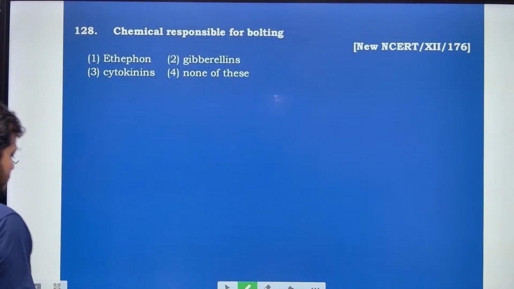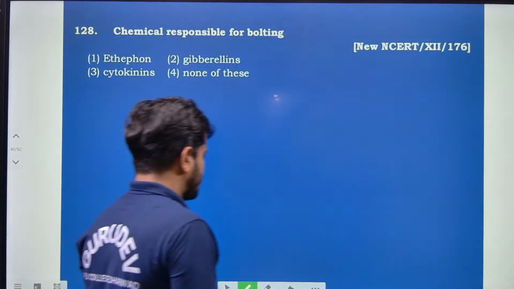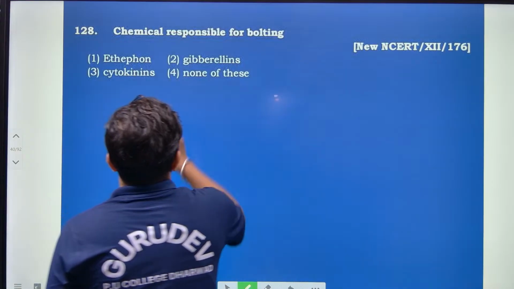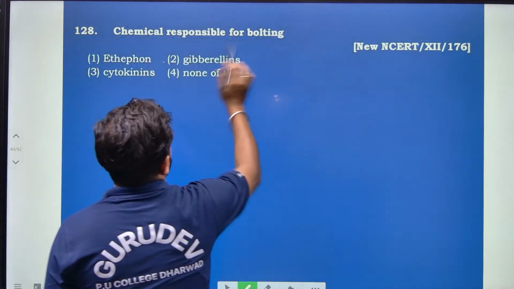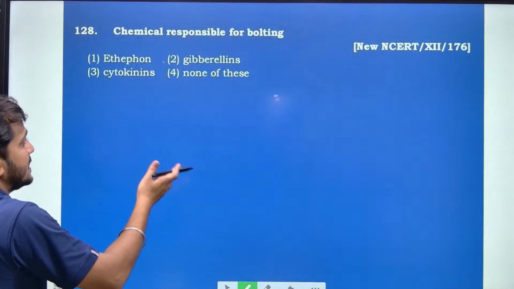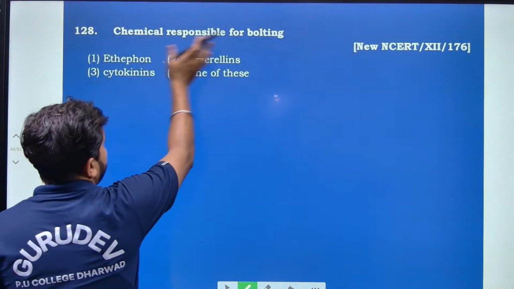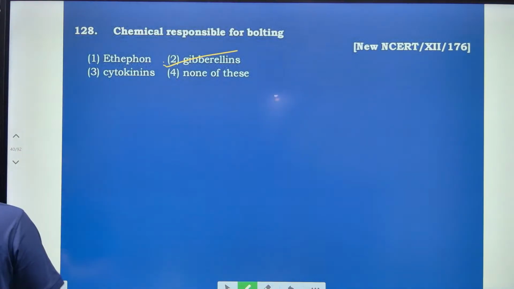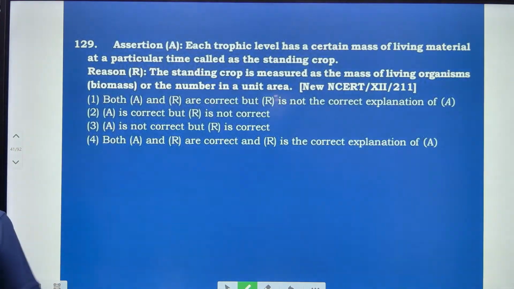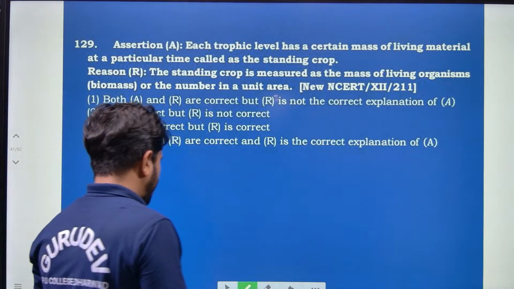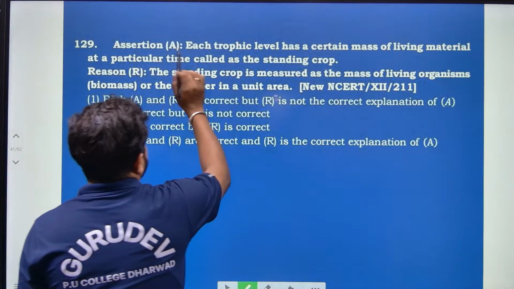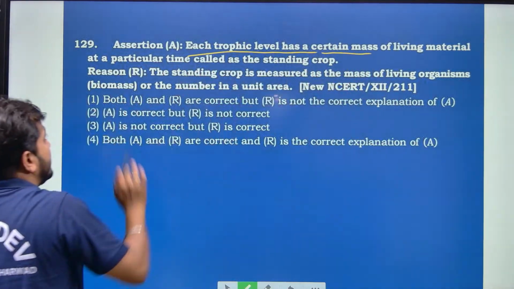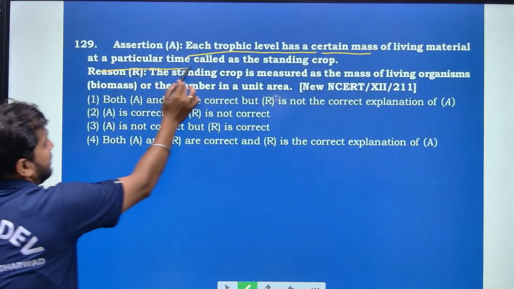Then the next question is about the chemical responsible for bolting. We have already discussed in a previous question that the chemical responsible for bolting is gibberellin, right? So gibberellin itself is going to carry out bolting here. Then the assertion says each trophic level has a certain mass of living material at a particular time, called the standing crop, right?